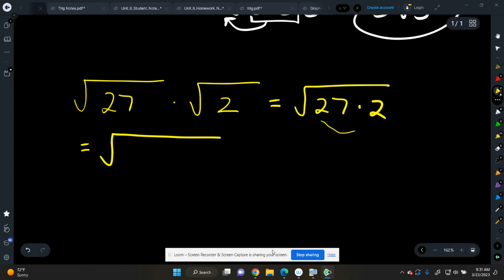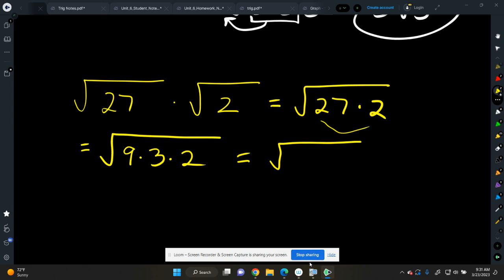What do we do? Take apart the 27. Yeah. So my first thought is 9 times 3, right? But I can't take anything out of that.